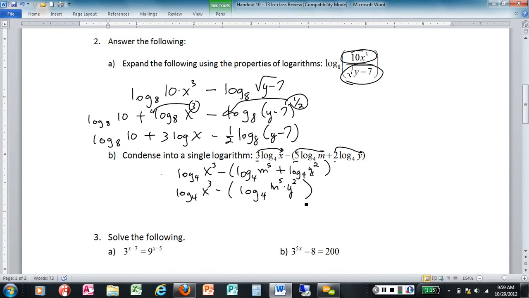All right, well, that leaves us what? That leaves us a minus, 2 logarithms subtracted, and those can be condensed into 1 log base 4. However, you don't subtract the insides. What do you do? You divide. So it'd be x to the 3rd divided by m to the 5th y squared. So 1 logarithm is that right there. Okay?